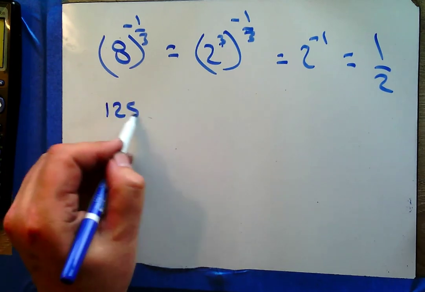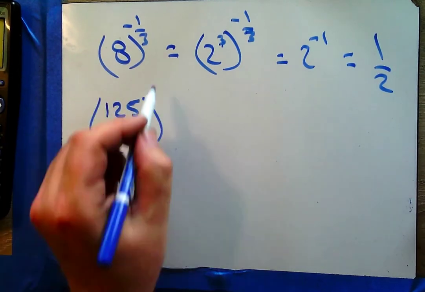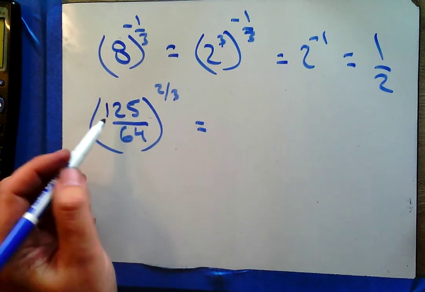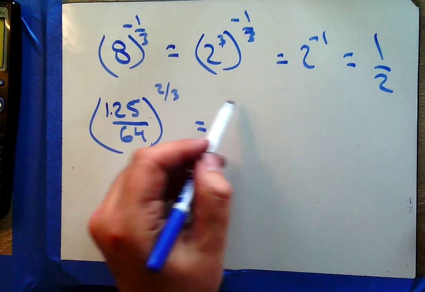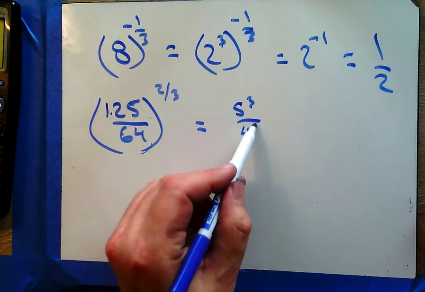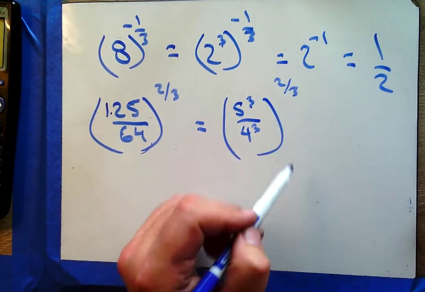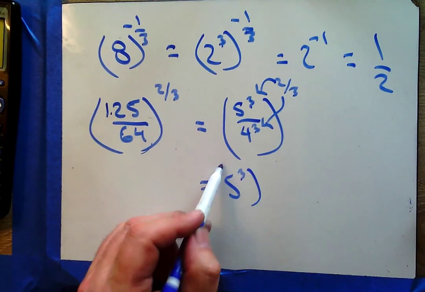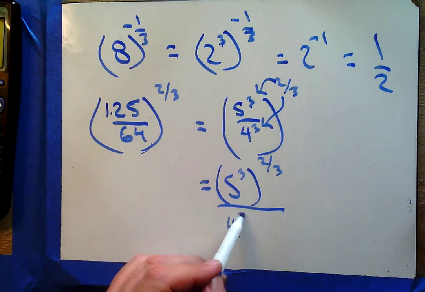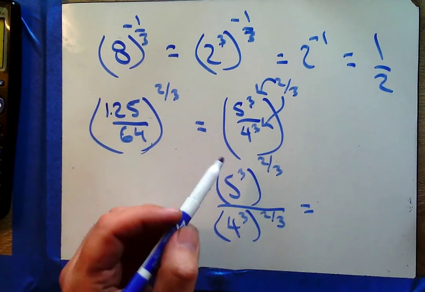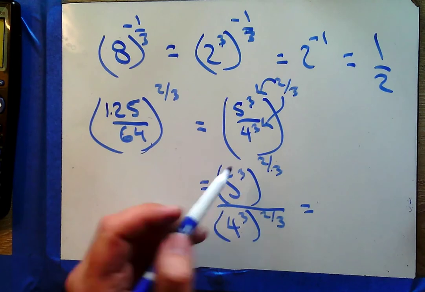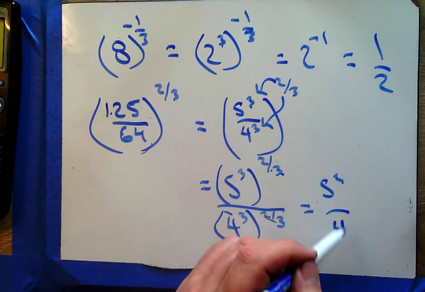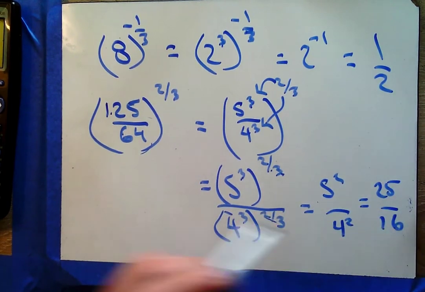How about something a little more? 125 over 64 to the 2/3. Okay, so now what I can do is rewrite the base. This is 5 to the third, this is 4 to the third, raised to the 2/3. If I apply that exponent to each of these, I'm going to have 5 to the third to the 2/3 over 4 to the third to the 2/3. When I raise a power to a power, I'm multiplying, so those 3's cancel. I have 5 squared on top. These 3's cancel. I have 4 squared on the bottom, so I get 25 over 16.